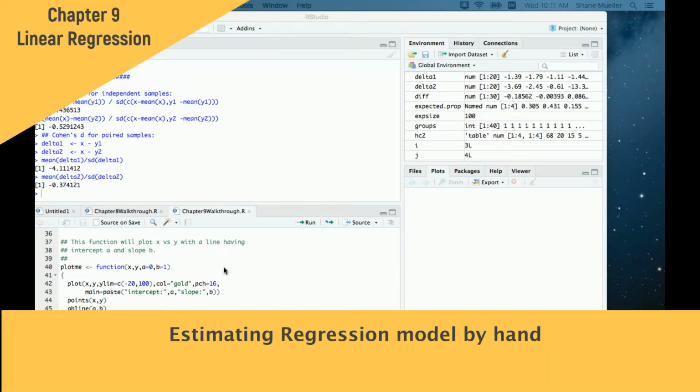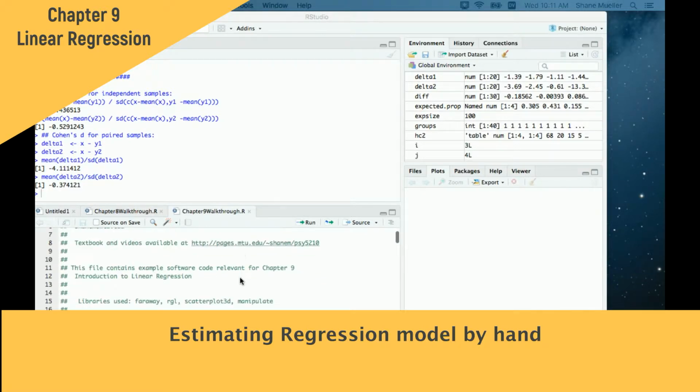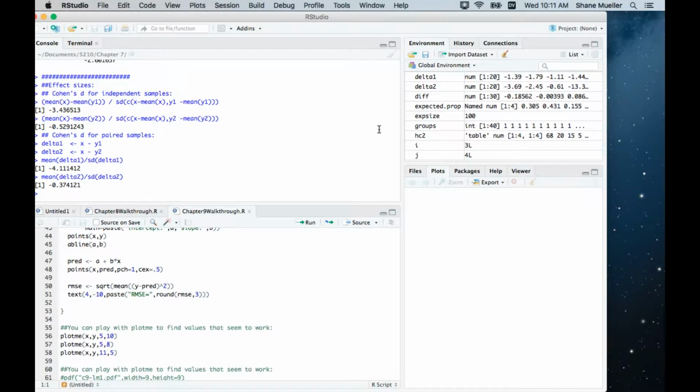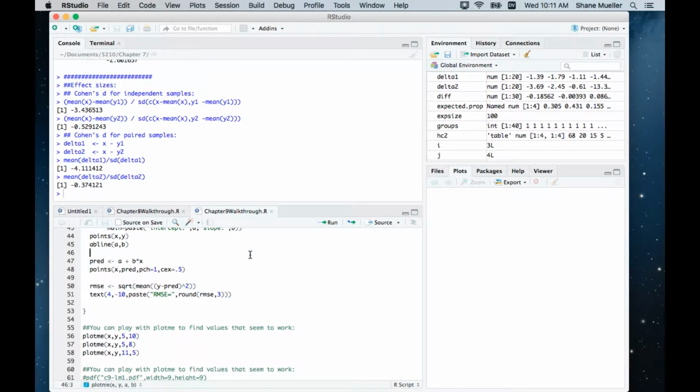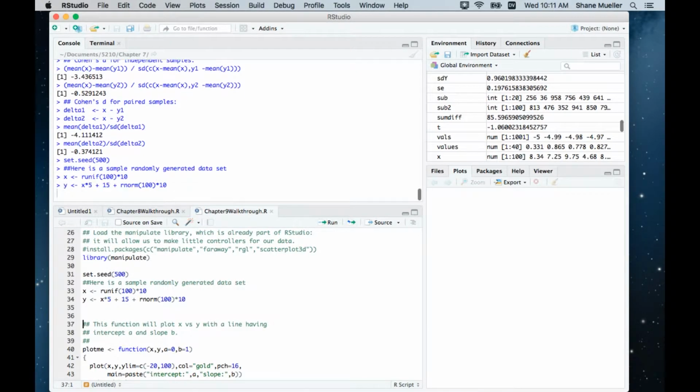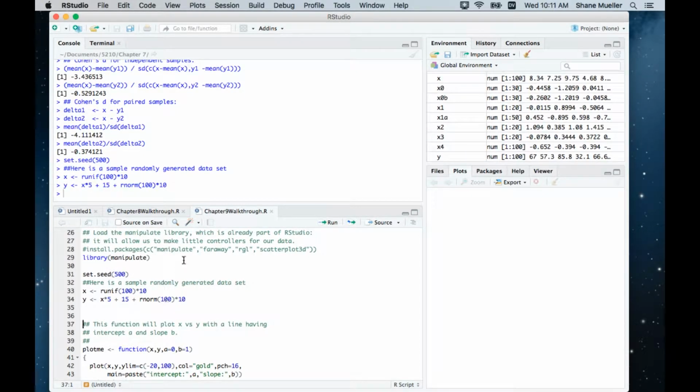Alright, so previously we've talked about how to find differences between groups, and the whole point of the linear regression method is that it lets you not just find differences between groups, but relationships between variables in a way that's a little more systematic than just correlation.